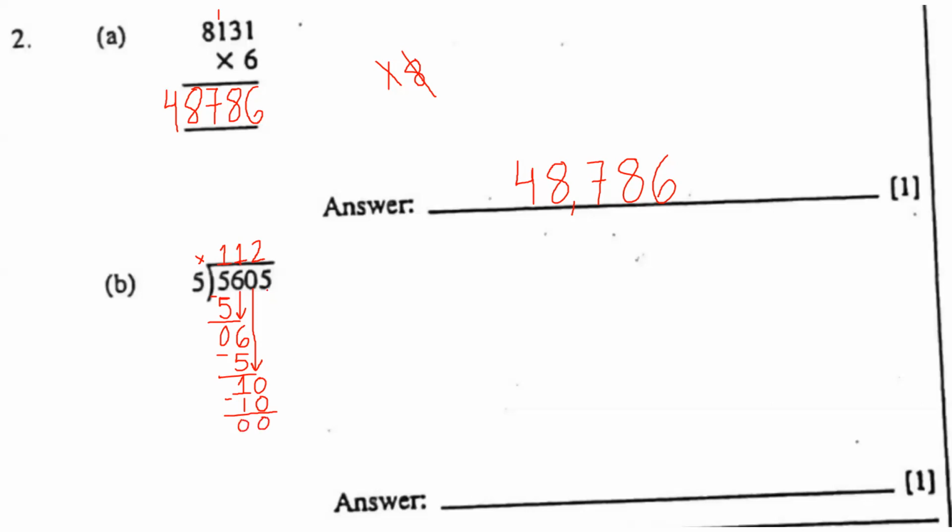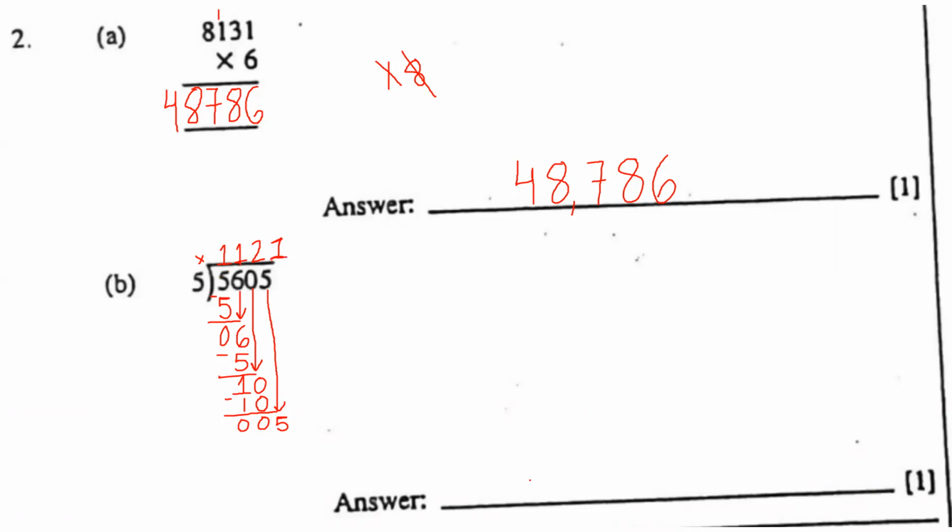The next thing that we do is we bring down the 5. And so we ask ourselves, how many times does 5 go into 5? 5 goes into 5 one time. So let me extend this line. So it's going to be 1 here. So this has to be 1.